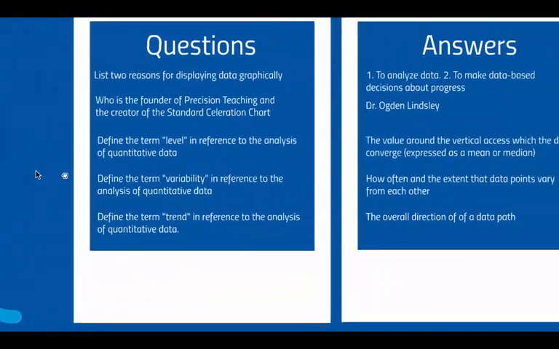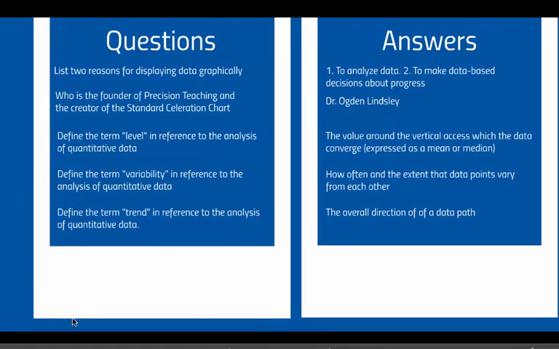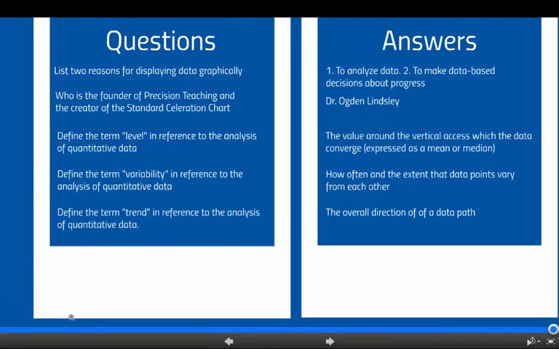With respect to the questions, which we always do at the end, list 2 reasons for displaying data graphically. Well, 1, to analyze data, and then 2, to make data-based decisions about progress. Who's the founder of precision teaching and the creator of the standard acceleration chart? That'd be Dr. Ogden Lindsley. Define the term level in reference to the analysis of quantitative data. That's the value around the vertical axis which the data converge, expressed as a mean or a median.